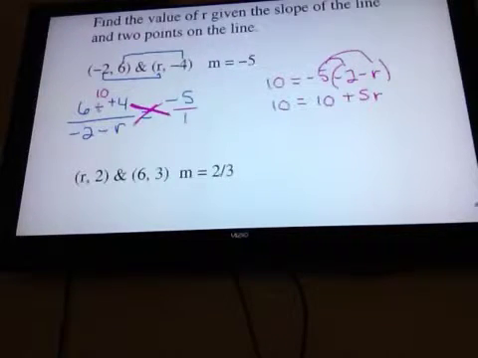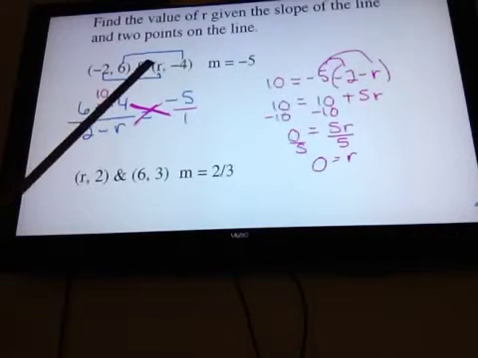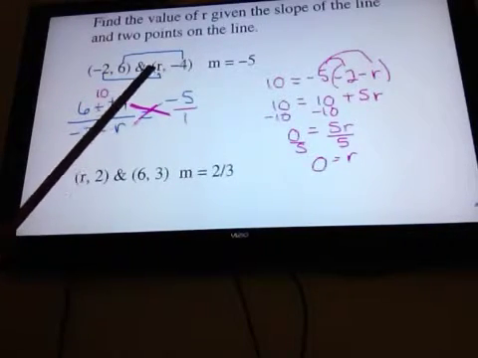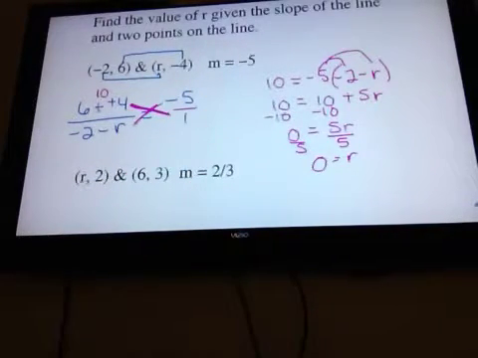Get that r alone, subtract 10. So 0 equals 5r, and divide by 5. And r is 0. So the value of this x right here is 0. So if I actually put a 0 there and then worked it out like I did the other problems, I would get negative 5. Yes? How did you get the positive 10? Because, oh wait, no, I didn't see it. There you go.